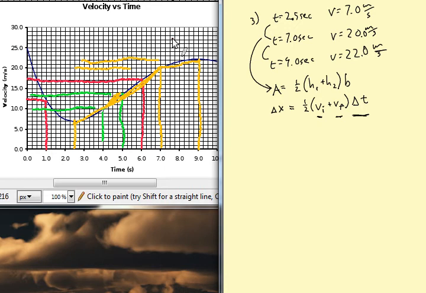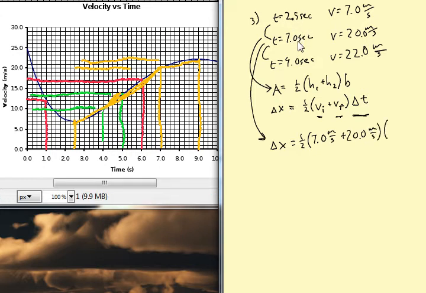So let's do our first one. Let's say delta x for the first stretch of time is 1/2 times, and the first velocity is 7.0 meters per second, and then the end is 20.0 meters per second. And our delta t here is, let's see, this is 2.5 seconds to start and 7.0 to end, so it's 4.5 seconds. So this is going to equal 1/2 times 27 meters per second times 4.5 seconds.